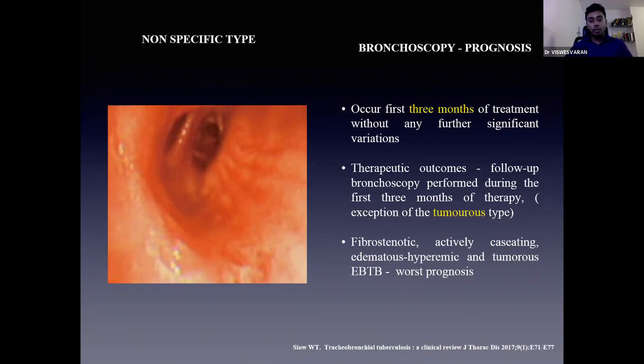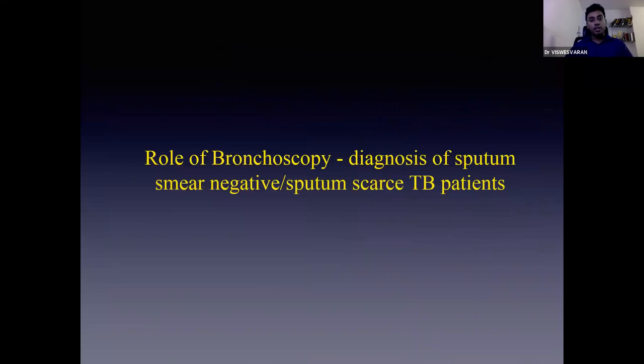The fibrostenotic, the actively caseating, the edematous hyperemic, and the tuberous endobronchial tuberculosis have the worst prognosis. So doing a bronchoscopy in these patients, one, can help you in diagnosing endobronchial tuberculosis. Number two, it can give you some idea about the prognosis and the outcome of the patients with endobronchial tuberculosis. So this brings us to the next question.